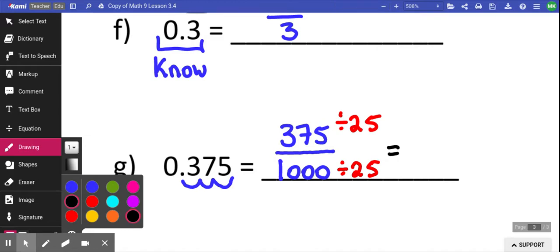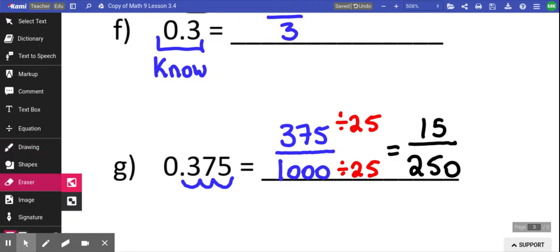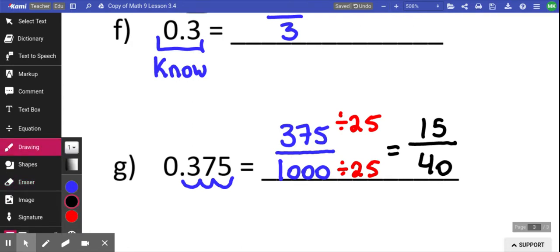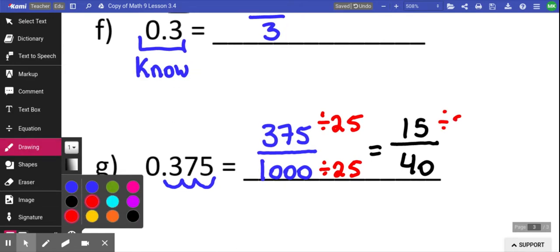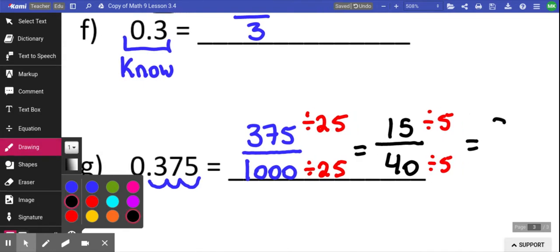I lost my pencil though. There we go, 15. Divided by 1,000. If you count by 25s, that works as well, but it's going to be 250. Oh, hold up. I divided by 4. My apologies. It's going to be 40. 15 over 40 can be reduced again. What numbers can both of those be divided by? 5. Giving me a final answer of 3 over 8.